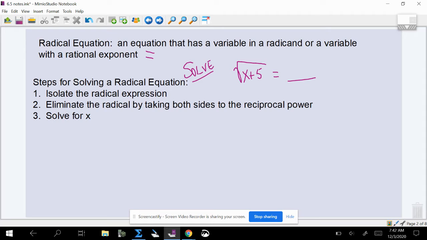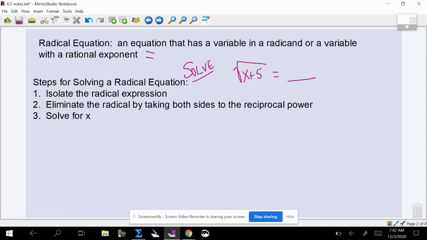So I have the steps listed here, and this is a nice checklist to reference throughout the entire section. Your first step in solving a radical equation is to isolate what has the radical. Wherever the radical is, have that be the only thing on one side of the equal sign. That's going to involve adding, subtracting, multiplying, or dividing. Next step is to eliminate the radical by taking both sides to the reciprocal power.